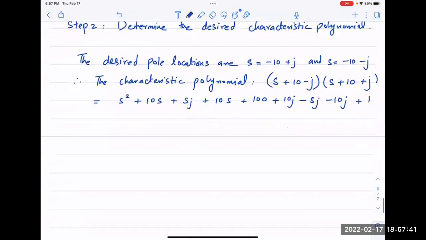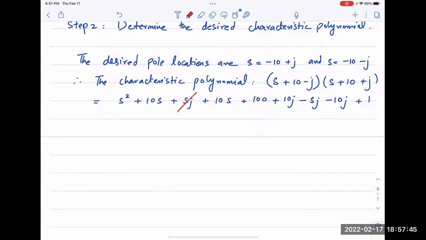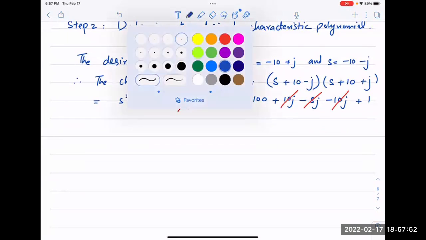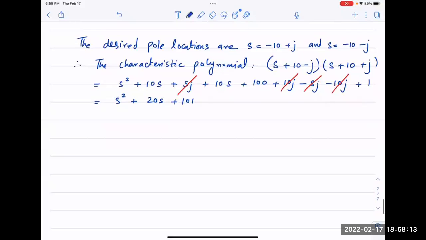If you simplify, this goes away with this, and 10j goes away with this. So what you're left with is s squared plus 20s plus 101. Okay, so this is the desired characteristic polynomial.